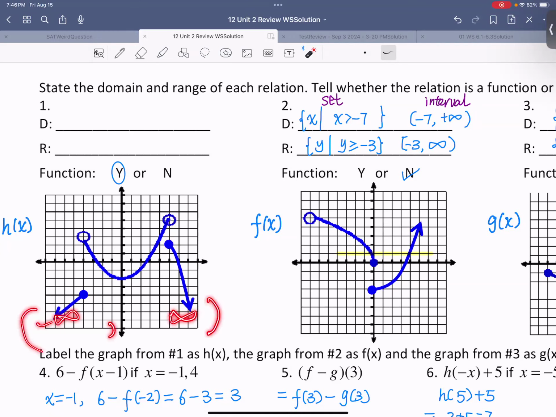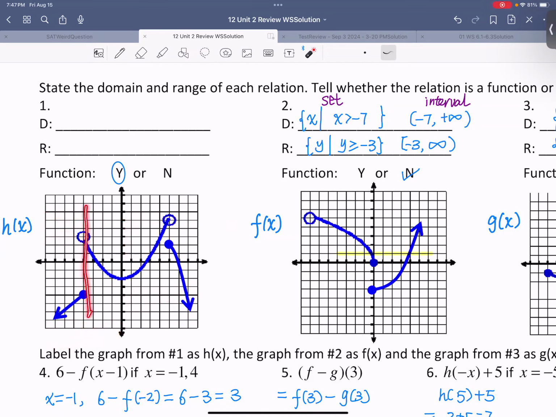Got it? How about your range? Do you see this guy's Y value is negative, negative infinity to who? 5. Yes. So the range is from negative infinity to 5.